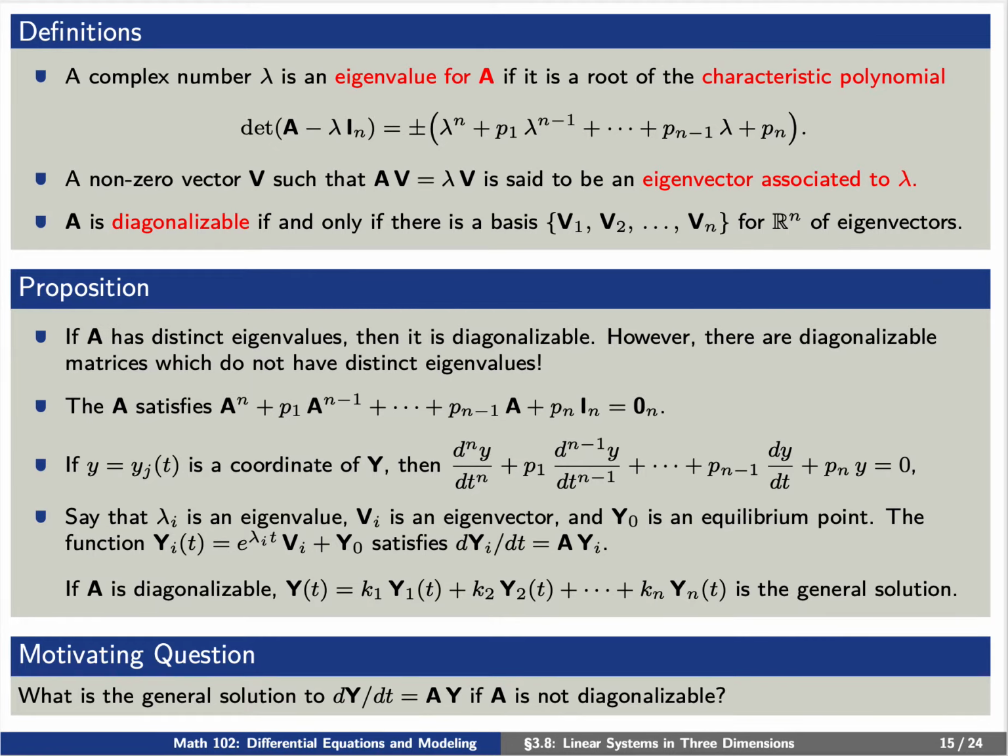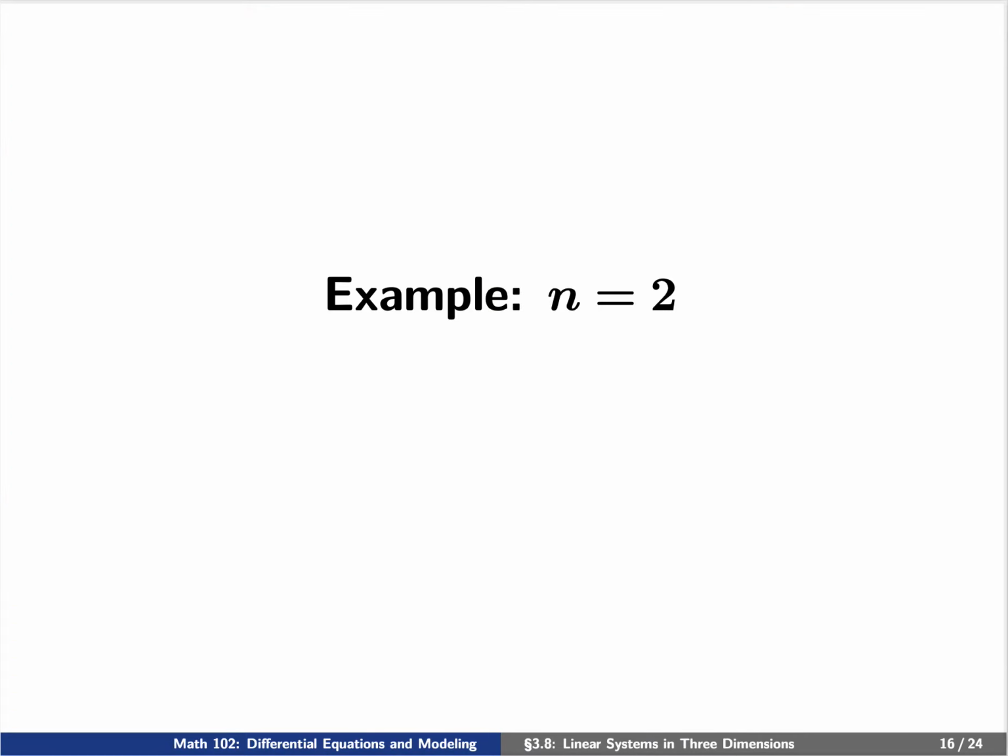Now, we've seen what happens if A is a diagonalizable matrix, but what is the general solution to our n-dimensional system if A is not a diagonalizable matrix? In order to answer this, let's consider a couple of special cases to gain some intuition. Let's start with an example of a two-dimensional system.